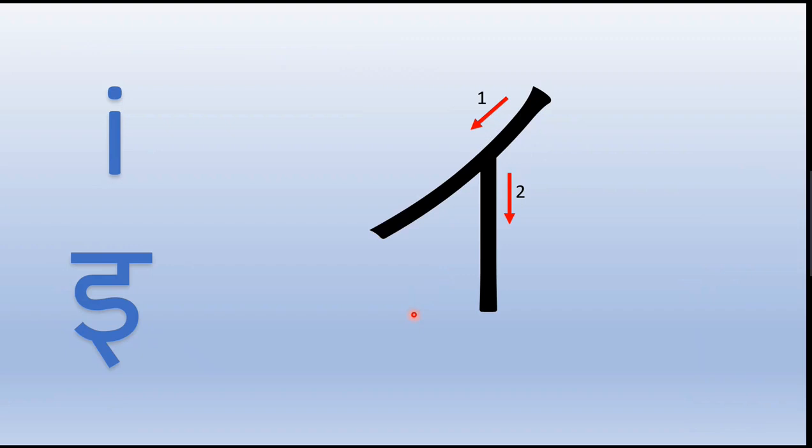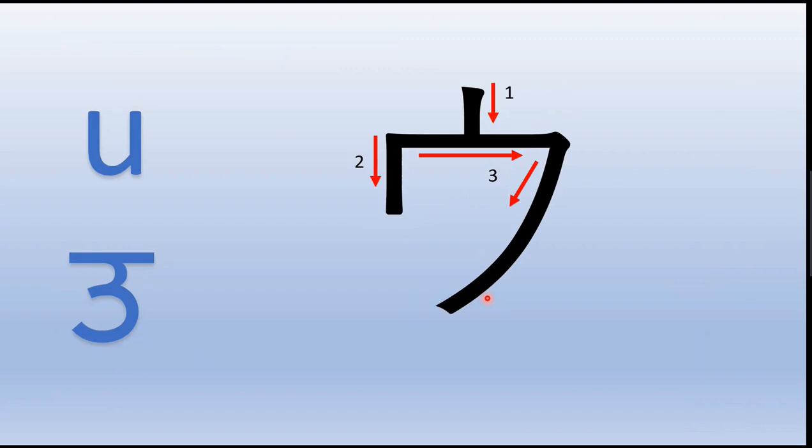This is the I sound, or the I alphabet, in katakana. Again, we have two strokes. The first stroke is like this, from top to bottom towards the left side, and the second stroke is a vertical straight line like this. This is I. This is U.